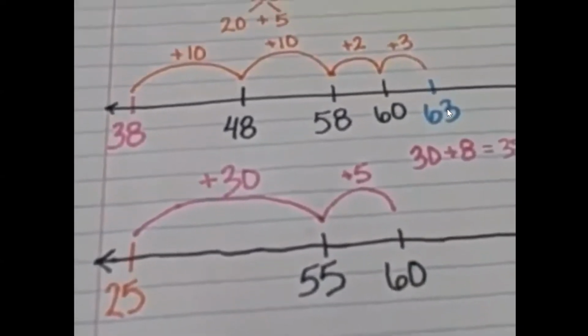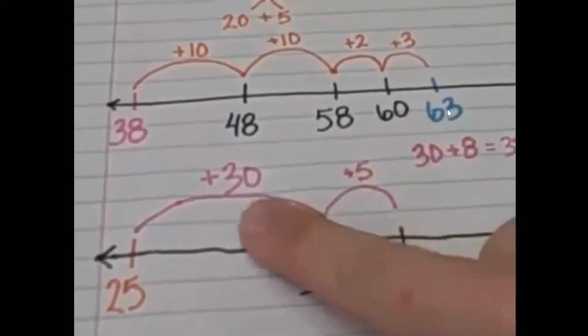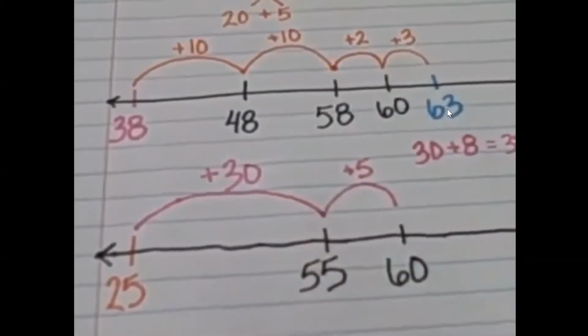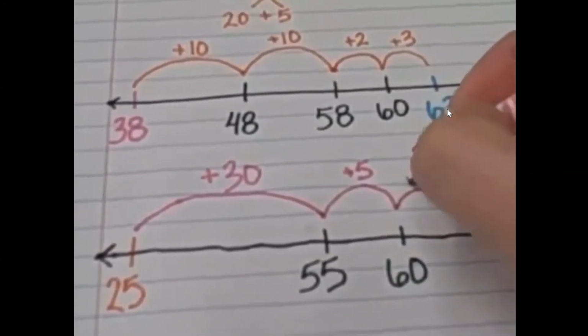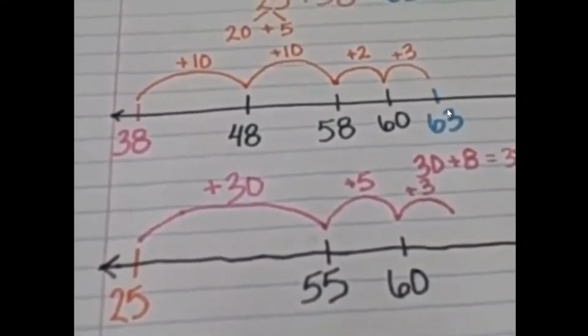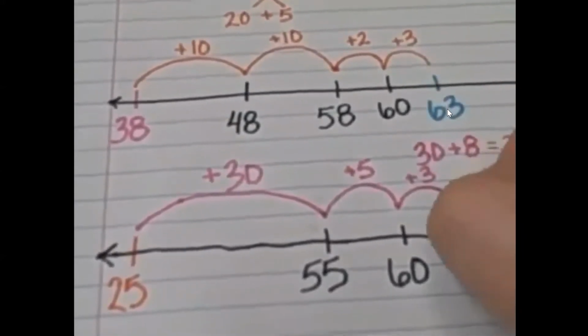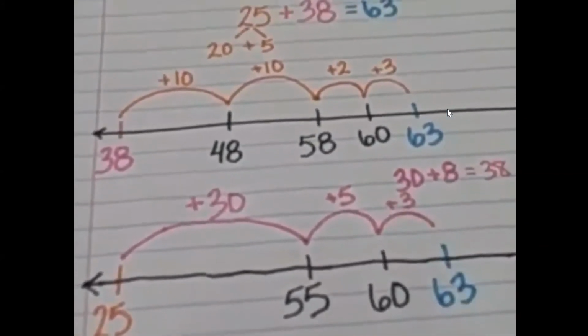So are we done? Not done yet because we haven't gotten to that total 8 yet. Right now we've only added 35. So I'm going to make my final jump, just a little bit smaller this time, of 3. 3 plus 60 is 63, which is the same total as we had before.